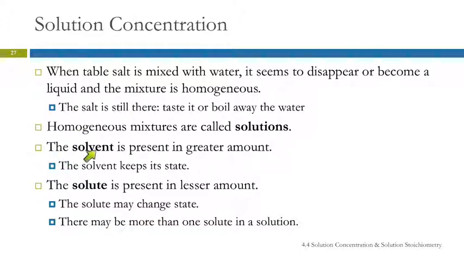So here's some guidelines. The solvent is the one that's present in greater amount, the one that there's more of. Another thing is that the solvent keeps its state. So salt is a solid, water's a liquid. When you mix these two together, the mixture is a liquid, not a solid. That also hints at the solvent being water. The solute is the substance that's present in lesser amount, and the solute may or may not change its state. So in this example, salt was a solid. We mix it with the water, now it becomes part of the liquid.